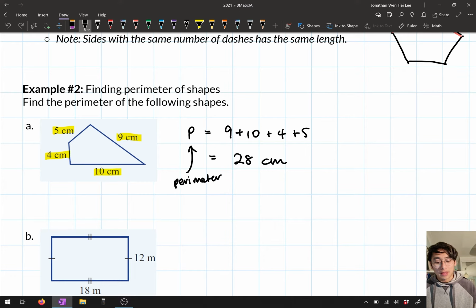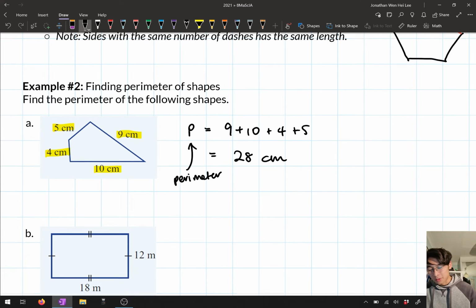Now it's really important that you put that unit at the end. Just tell whoever's looking at your work, hey, it's actually in centimeters. It's not in meters, for example. Okay, so there we go. First example. We check that all the lengths are in the same units, and then we add them all together.